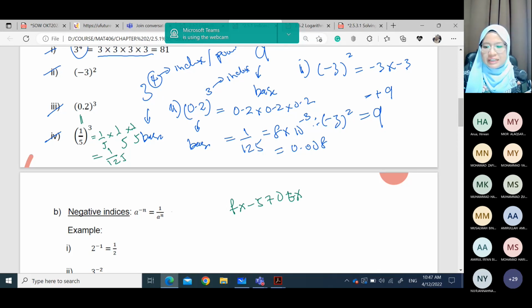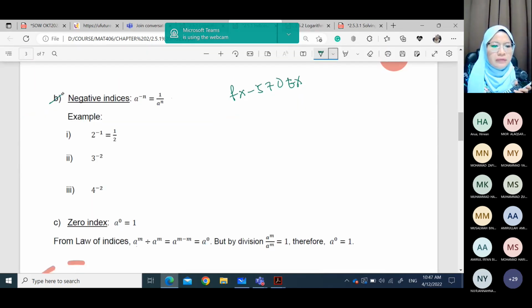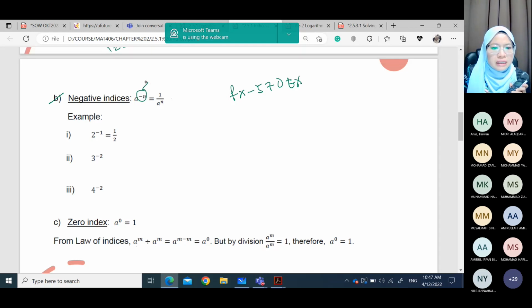Tak ada. Okay, so kalau tak ada kita tengok negative index. Tadi positive index. So positive index is mudah je. You just darabkan sebanyak 3 kali ataupun 2 kali ataupun bergantung kepada indeks dia. Okay, so next kita tengok negative indices. So negative indices means that the index it is based on negative number ataupun negative integer. Okay, so contoh kita ada A to the power of negative n. So ini adalah negative index.